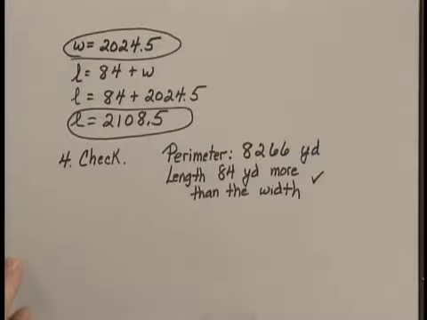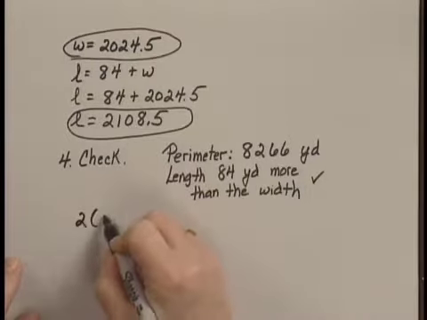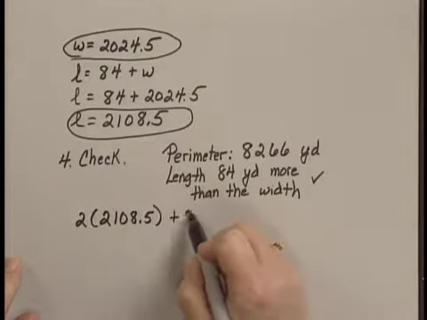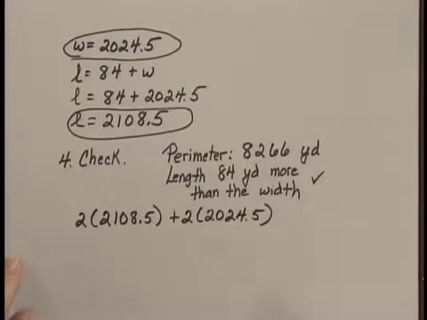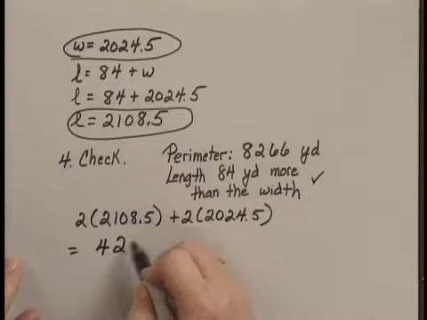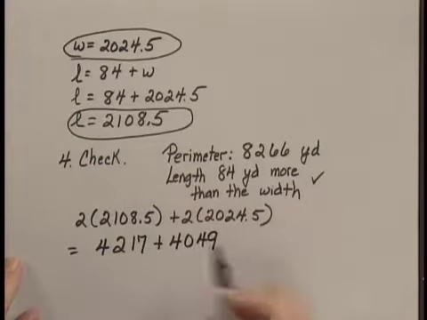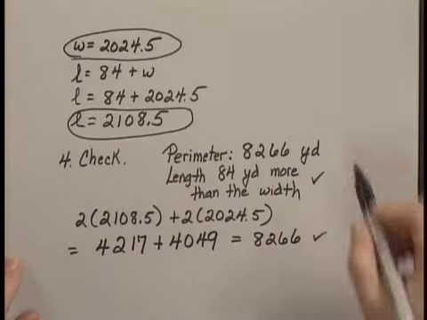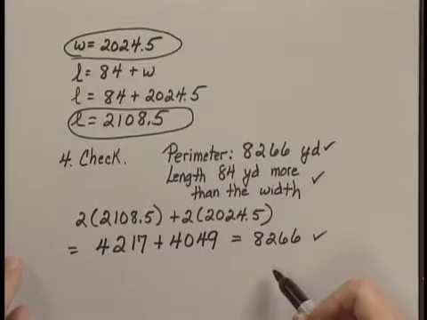So that checks. For the perimeter, we would need to find 2 times the length, or 2 times 2,108.5, plus 2 times the width, or 2 times 2,024.5. And multiplying these out, we get 4,217 plus 4,049. Adding that together, we get 8,266. And that checks. Now, it's well worth your time to do this additional math so you can make sure that your answer is correct.